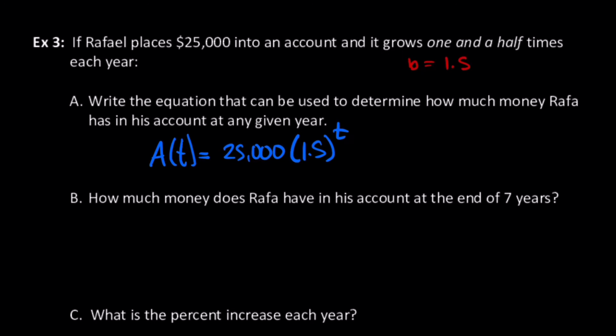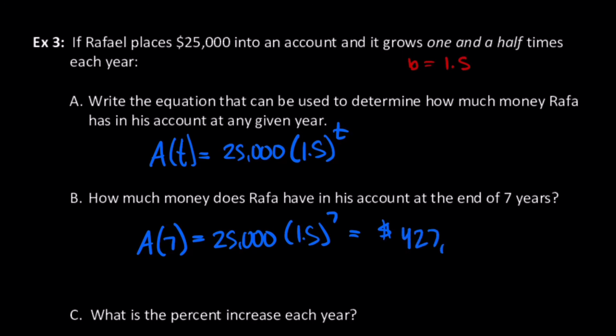Great. How much money does Rafa have in his account at the end of 7 years? Well, we're just plugging in a 7. A of 7 is 25,000 times 1.5 to the 7th. That's obviously calculator active. Let's see what that is. Looks like $427,148.44.